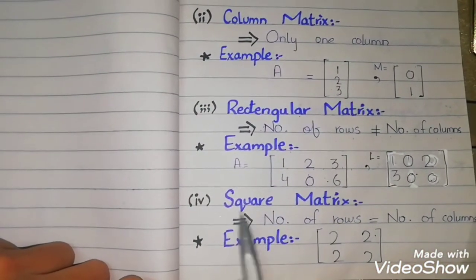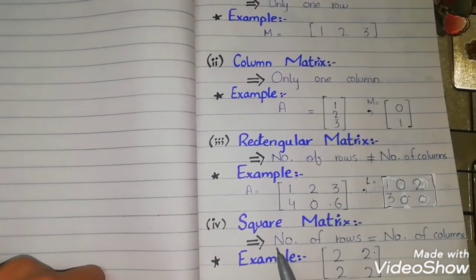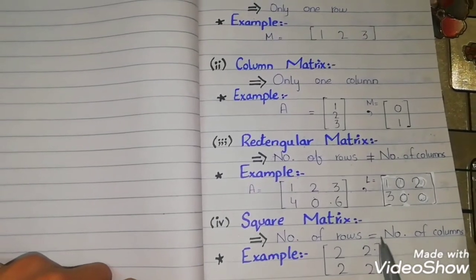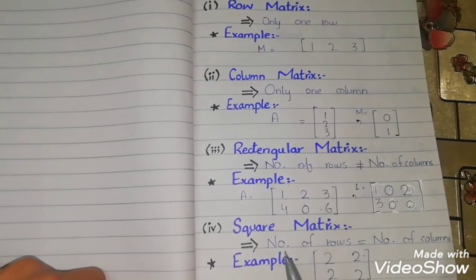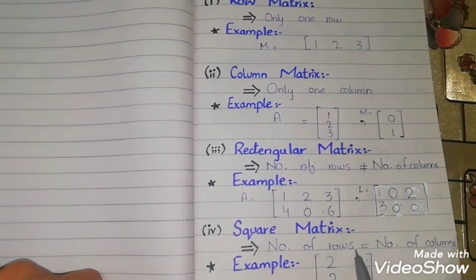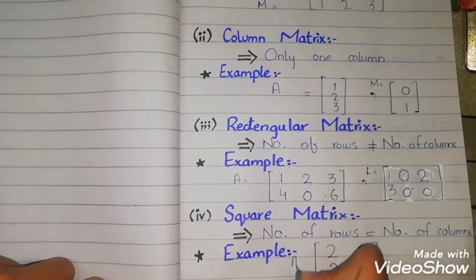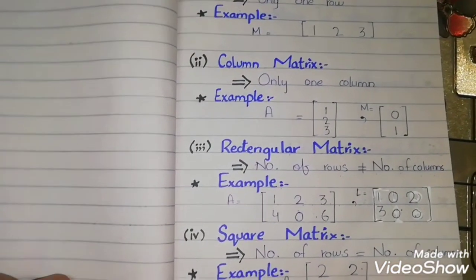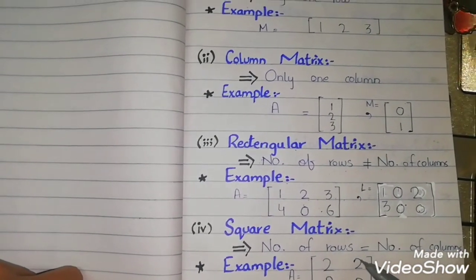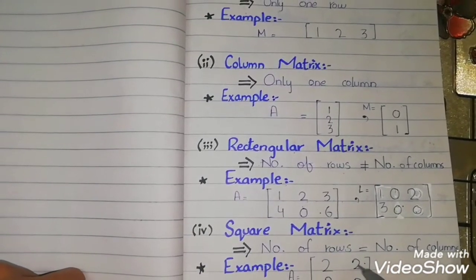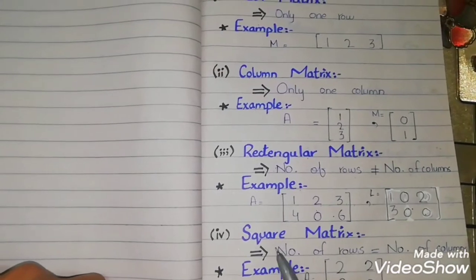Next one is square matrix. It is defined as a matrix in which number of rows is equal to number of columns. It has equal number of rows and columns. For example, a matrix A is equal to [2, 2; 2, 2]. It has same number of rows, 2, and same number of columns, 2. Its order is 2 by 2. So this is an example of square matrix.